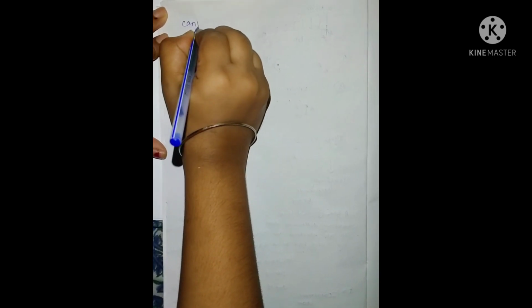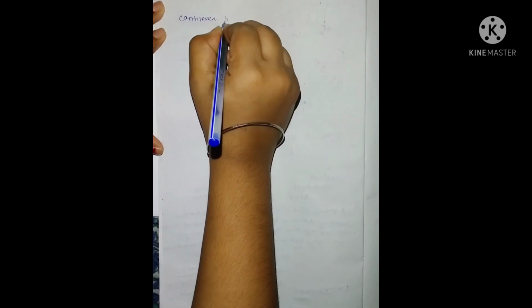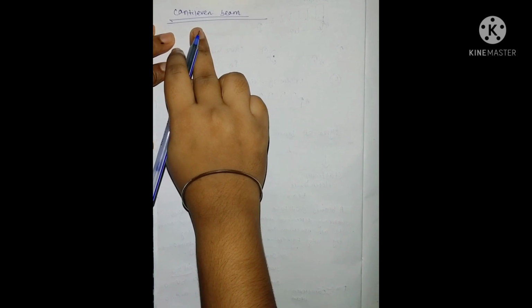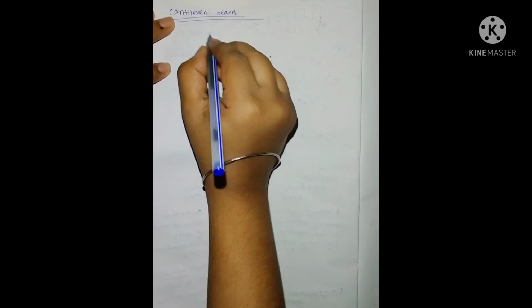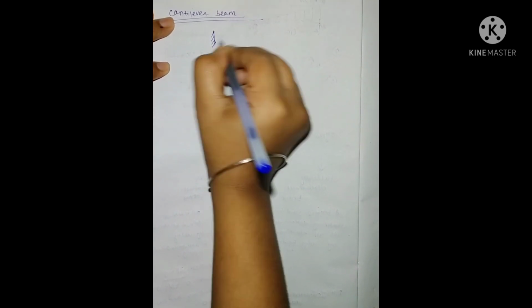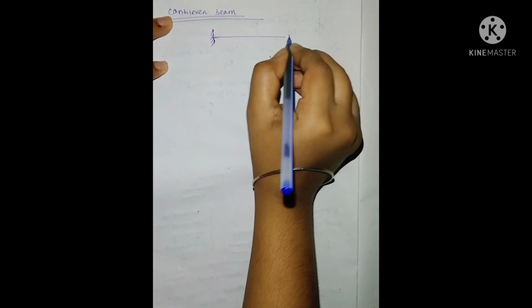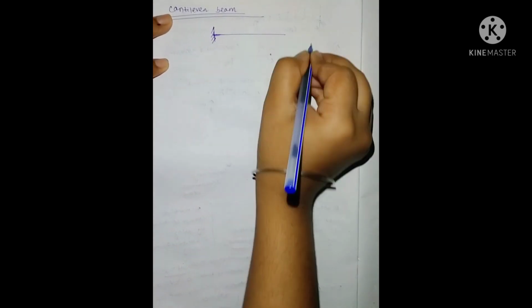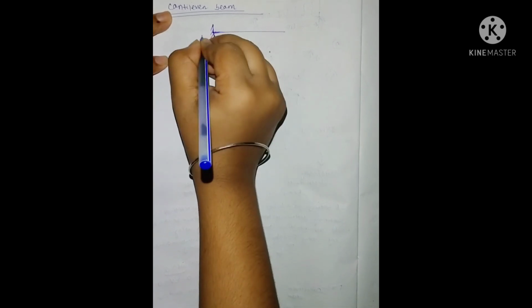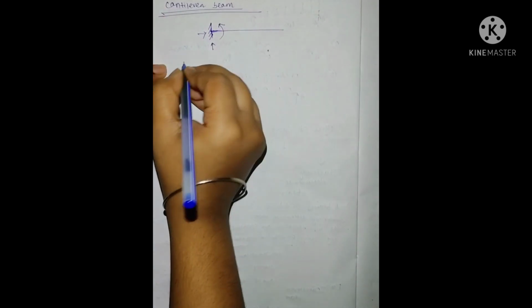First, cantilever beam. What is a cantilever beam? A cantilever beam is a beam in which one end is fixed but the other end is free. Okay, this is a cantilever beam. Here are the reactions.